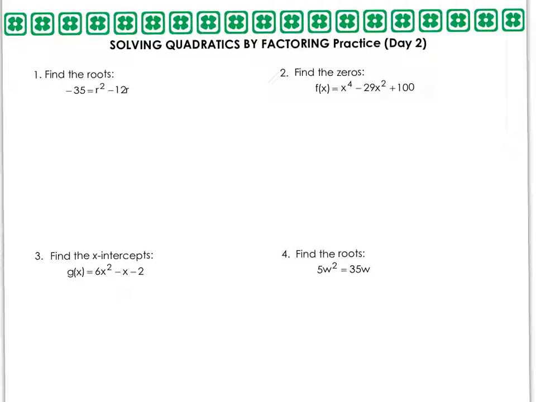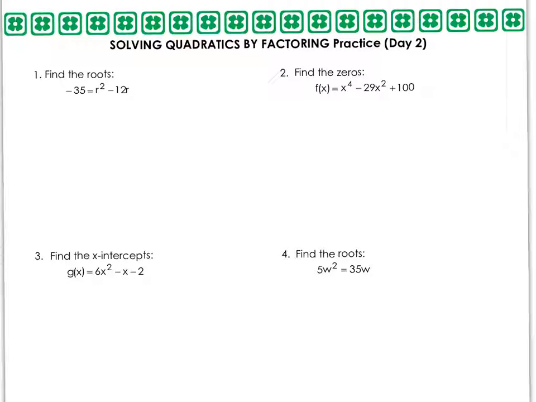So remember, when we solve by factoring, we need to think about the ways that we factor. So what are those? Well, that's to start by looking for a greatest common factor first, always. Then look for factor by grouping, difference of two perfect squares or D2PS, and trinomial factoring.